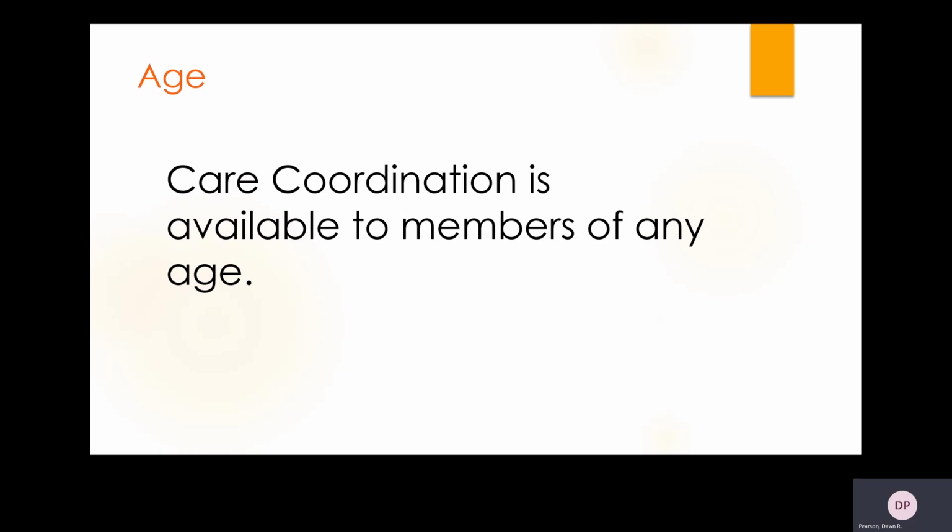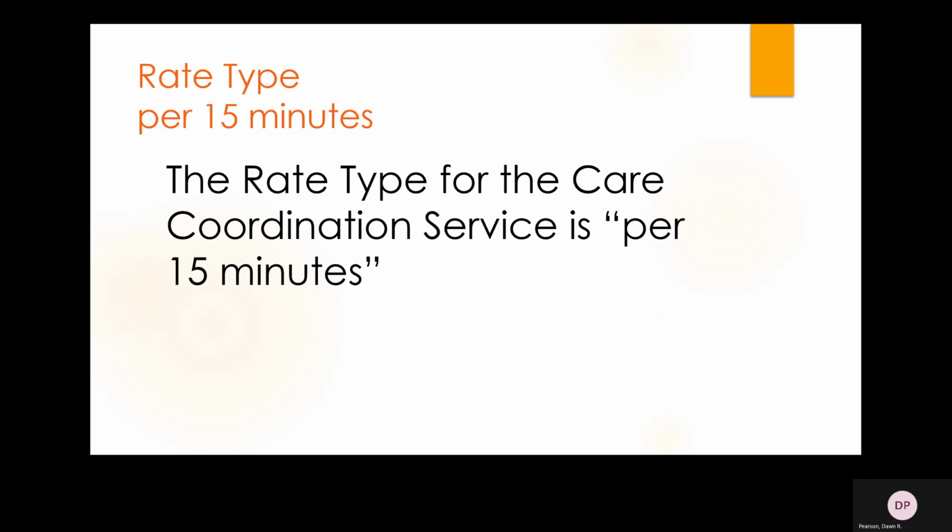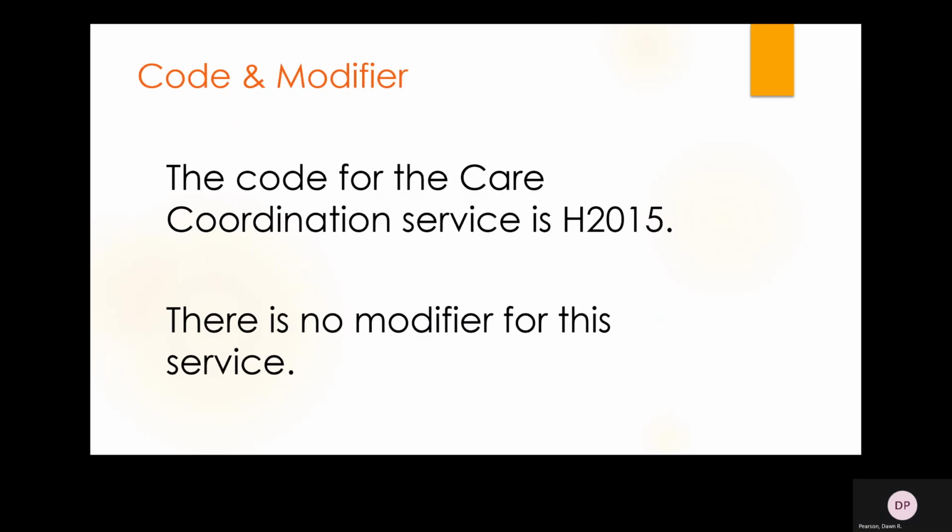Again, using care coordination as an example, care coordination is available to members of any age, 0 and on up. Each 1915I service has age limits, which identifies the age of the individuals who can access the service. Again, referencing that chart, the rate type for the care coordination service is per 15 minutes. Other rate types include per service or dollar amount for several of the other services.